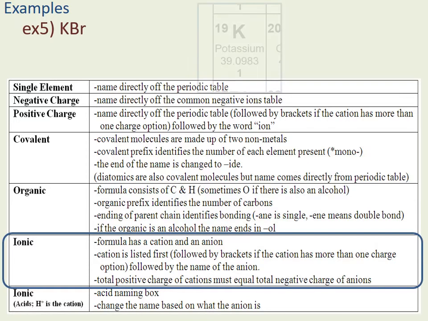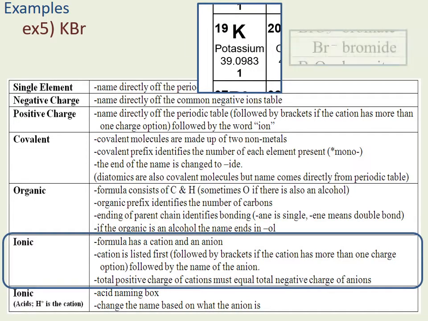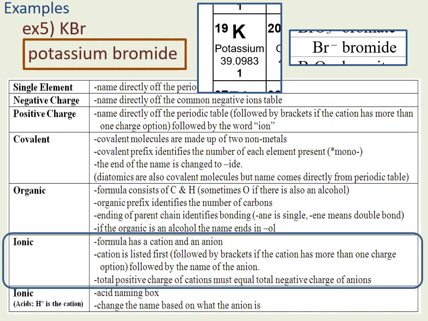Well, potassium can take a positive charge, and Br is found on our negative list, so it is an ionic compound. So K is called potassium. No Roman numeral required because it can only have a +1 charge. And then that's followed by the name of the negative ion, which is bromide.